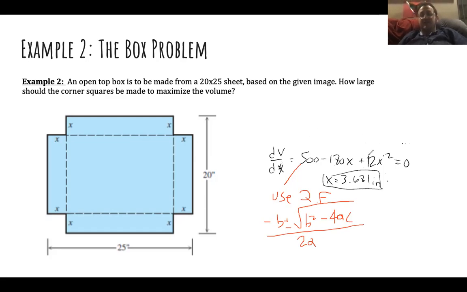So we did write this a little bit in reverse order, but the a is equal to 12. The b is equal to negative 180. And then the c is equal to 500. And you're going to go to your calculator, or there are also quadratic formula calculators online. And you're going to be able to see how we got to that 3.681.